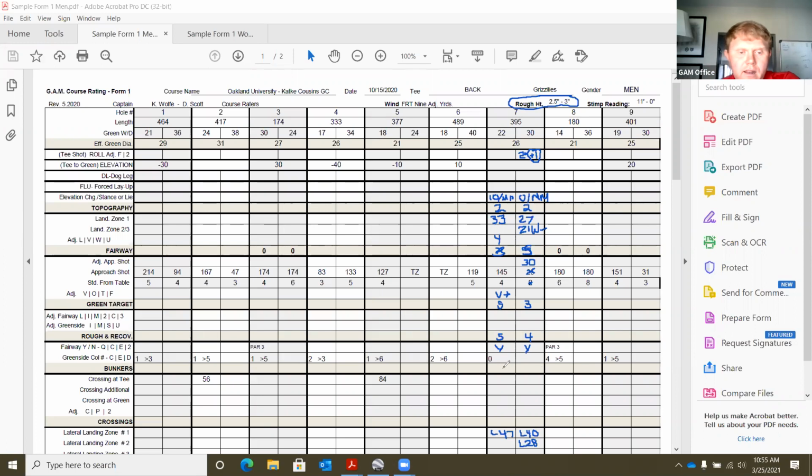Okay, and then next we're going to move to our bunkers. So in this case here, we have a fairway bunker, but no green side bunker. So whenever we have that scenario, we're just going to have a 1.